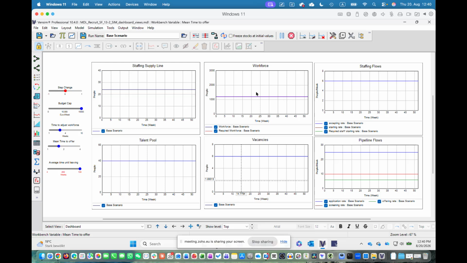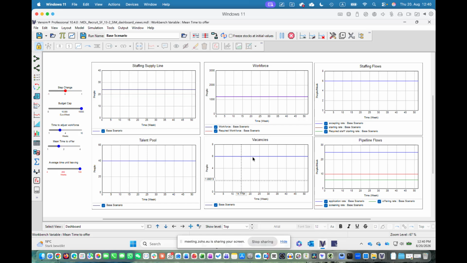So workforce is in equilibrium, which means we have exactly the number of people that we want. So workforce and required workforce are the same. We have an ongoing level of 6 vacancies here. That is simply because the workforce sees an attrition rate, so people are leaving, also called people turnover.